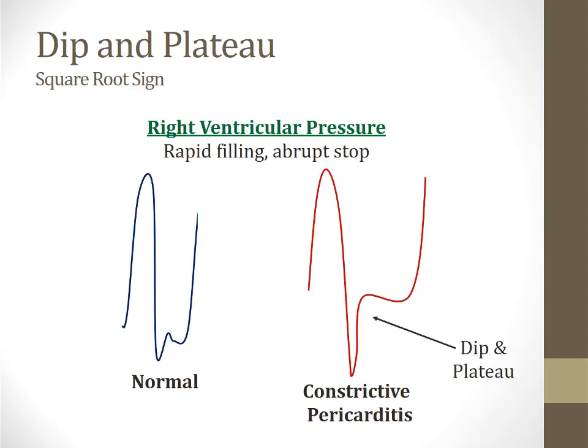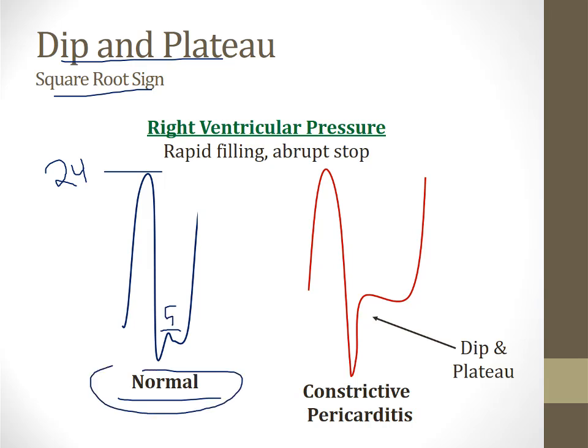Another classic hemodynamic finding of constrictive pericarditis is called the dip and plateau or the square root sign. When you measure the pressure in the right ventricle of a normal patient, you see a tracing like what I've drawn on the screen here. So the pressure rises to a value of about 24 millimeters or so, and then it falls and comes up to a pressure at the end of diastole of about 5 millimeters or so. And this is what you see in a normal patient. In a patient with constrictive pericarditis, you see what I've shown on the right side of the screen here.